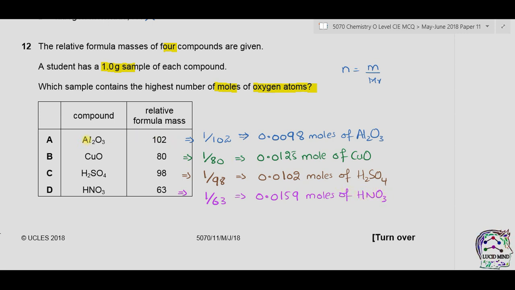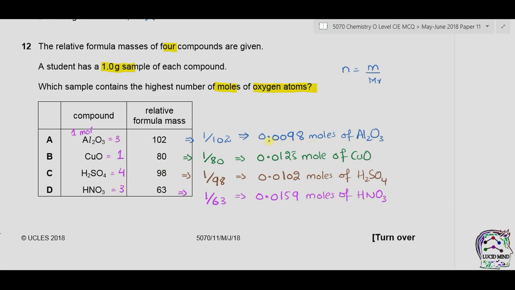Now, if we take the compound in terms of moles, we can say that 1 mole of aluminum oxide consists of 2 moles of aluminum atoms and 3 moles of oxygen atoms. So in 1 mole of the compound aluminum oxide, we have 3 moles of oxygen. Similarly, in 1 mole of copper oxide, we have 1 mole of oxygen. In 1 mole of sulfuric acid, we have 4 moles of oxygen atoms. In 1 mole of nitric acid, we have 3 moles of oxygen atoms.